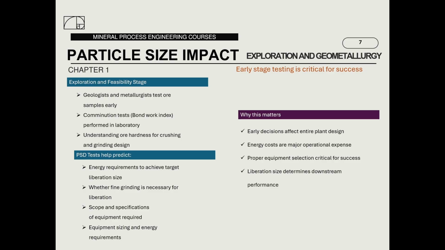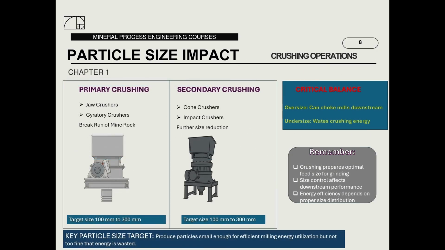This slide focuses on crushing operations, highlighting the importance of producing particles within an optimal size range, typically 100 to 300 millimeters, to ensure efficient milling downstream. Primary crushing uses jaw and gyratory crushers to break run-of-mine rock, while secondary crushing employs cone and impact crushers for further size reduction. Maintaining a critical balance is essential. Oversized particles can choke mills, while undersized particles waste energy. Proper size control at this stage sets the foundation for efficient grinding and processing.